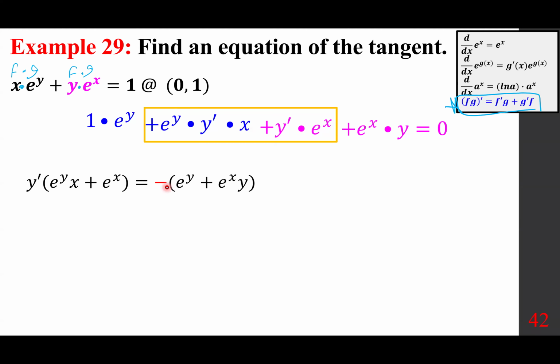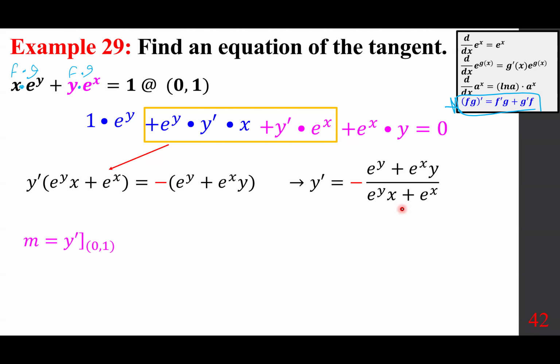So I'm going to take both of them inside the parentheses, put a negative. And so y prime is the right side over the parentheses, divide by the parentheses. So y prime is negative, and I have a different color to emphasize the negative sign remains. e to the power of y plus e to the power of x times y, divided by e to the power of y times x plus e to the power of x. Now, what is the slope? Replace the x with 0 and y with 1. So m is y prime such that you use 0, 1. So replace the x with 0, y with 1.